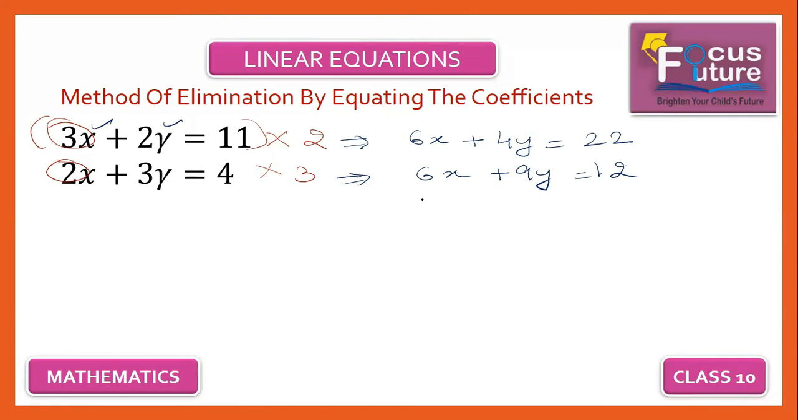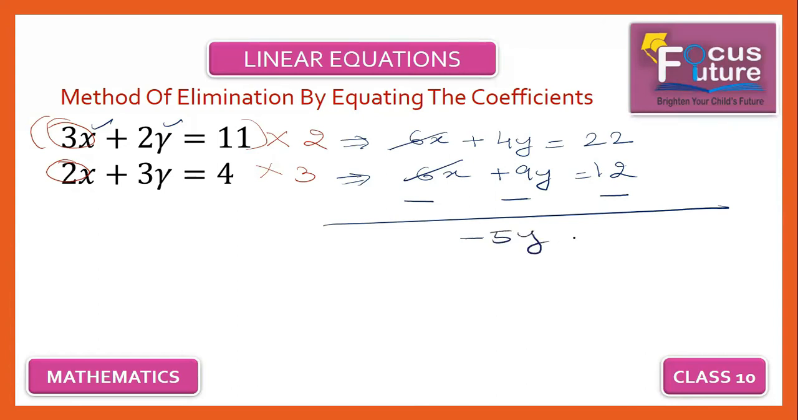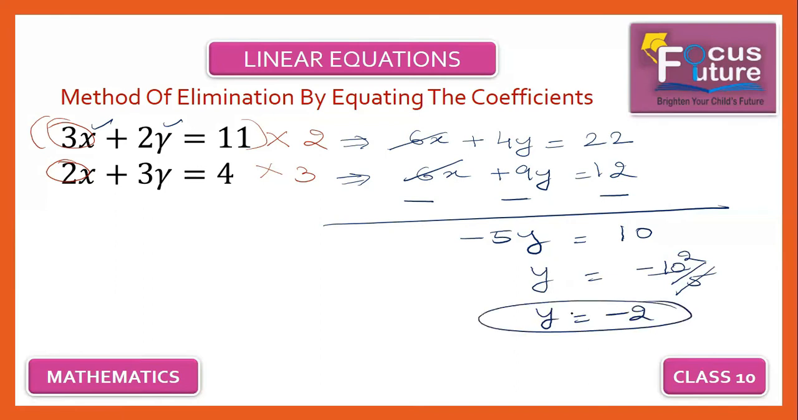So the next step would be to change the sign. If you subtract this, 6x would cancel out. You would get minus 5y, and 22 minus 12, that is 10. So y would be minus 10 upon 5, that would be minus 2. So y is minus 2. You can easily substitute this in any of the equations and get the value of x.